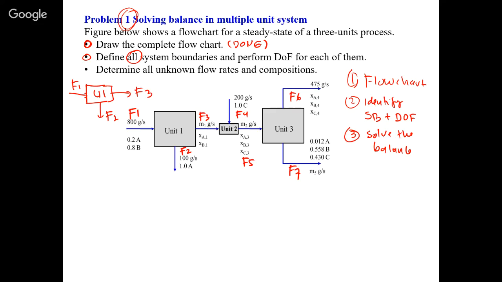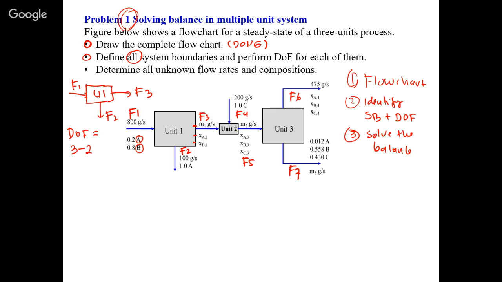Then you check the degree of freedom for this boundary. DOF equals unknowns minus independent balances. How many unknowns? One, two, three. Three unknowns, minus how many independent balances? Independent balances come from the number of species, which in this case are species A and species B. So we have two independent balances.